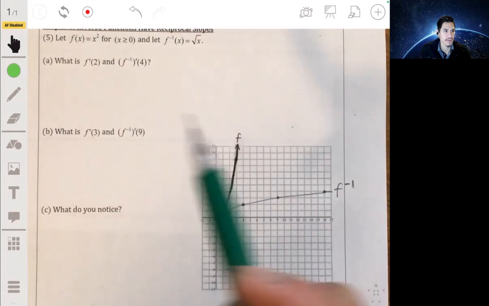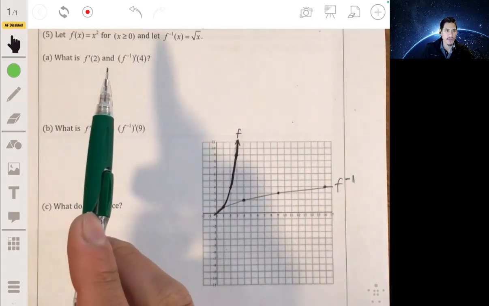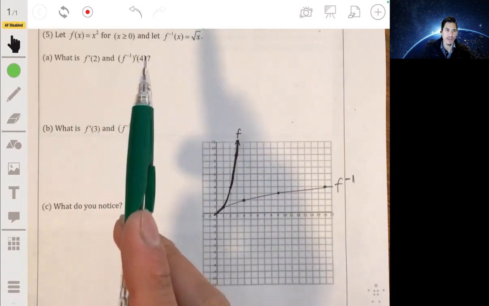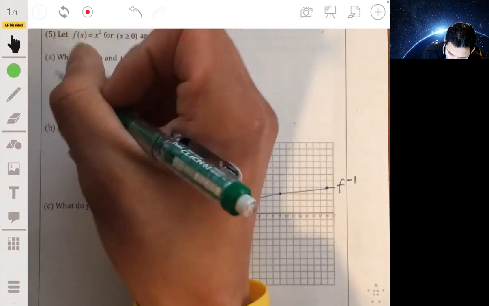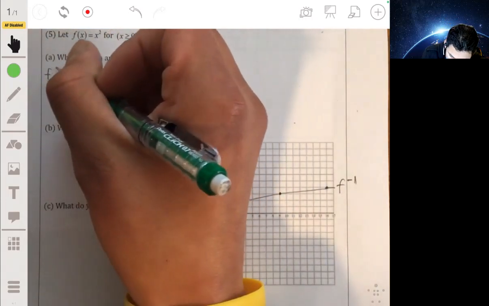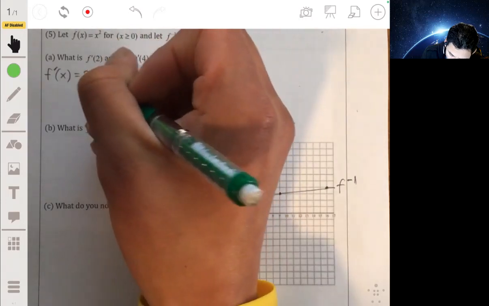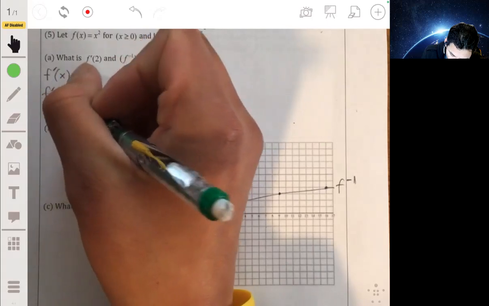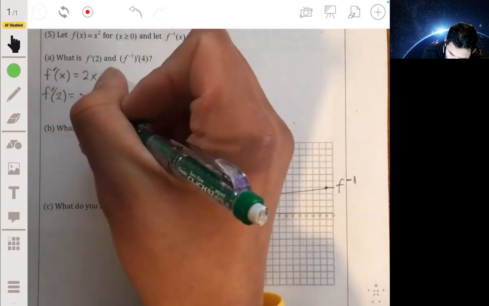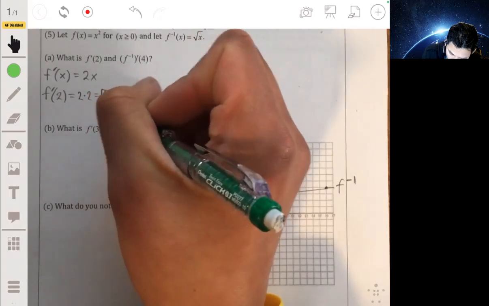Okay, so now for this example, we're going to be looking at the derivative of f at 2 and the derivative of f inverse at 4. So let's find what the derivative function is first for f of x. So f prime of x will be equal to 2x. Then f prime of 2 will be equal to 2 times 2, or 4.